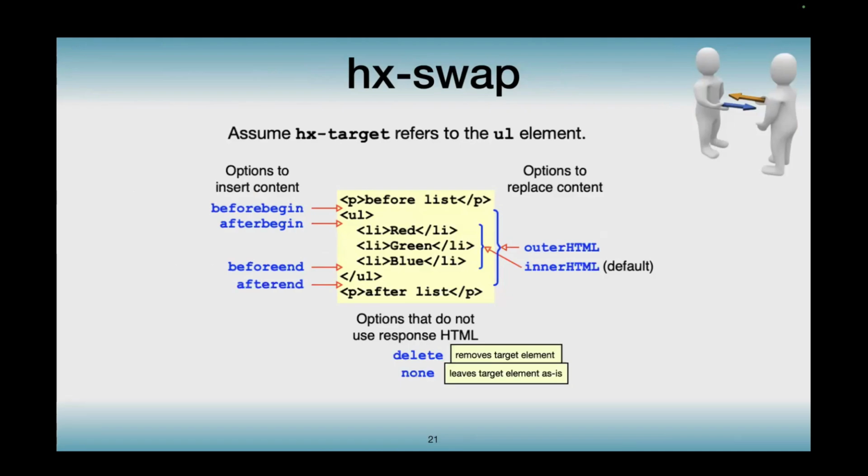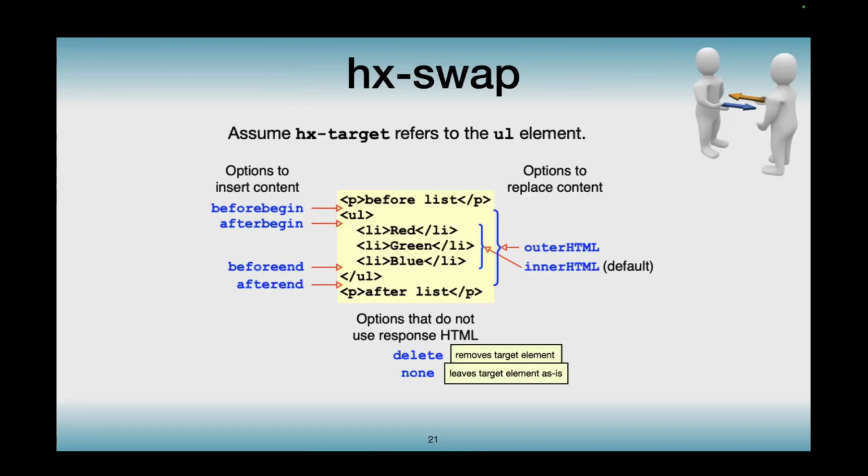So in this case, after begin would mean I'm inserting a new list item at the very beginning of the list. Or it could be before the end. I'm inserting a new list item as the last one. Over on the right, you see that it could be outer HTML, meaning that I'm replacing the entire UL element. And then the default is inner HTML, which means I'm replacing all of the child elements of my target. So in this case, a whole new set of list items.